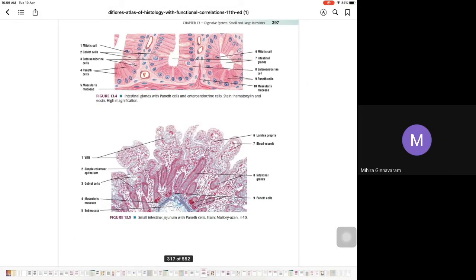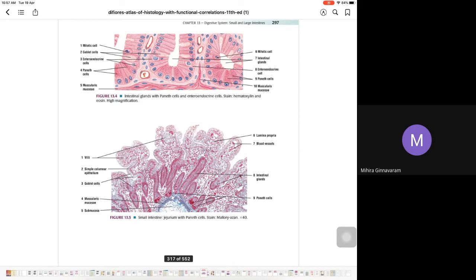So figure 13.4, intestinal glands with Paneth cells and enteroendocrine cells, stain H&E on high magnification. Here it's a mitotic cell, then goblet cell, neuroendocrine cells, Paneth cells, muscularis mucosa. On the other side, mitotic cell, intestinal glands, enteroendocrine cell, Paneth cells, and muscularis mucosa. So here they are introducing some types of cells, isn't it?